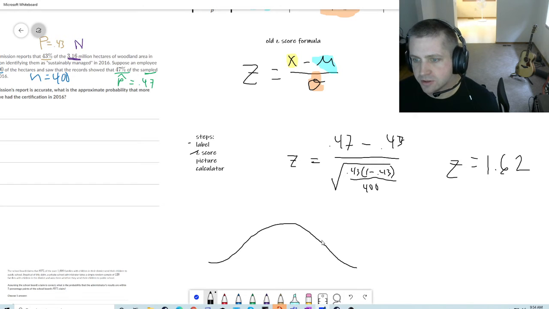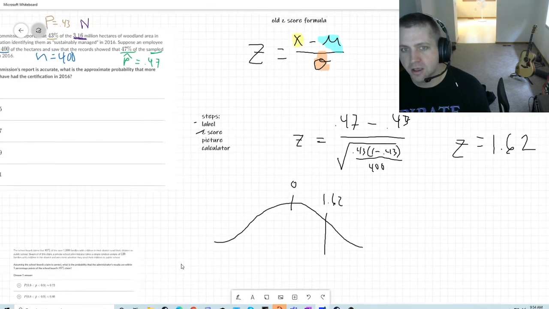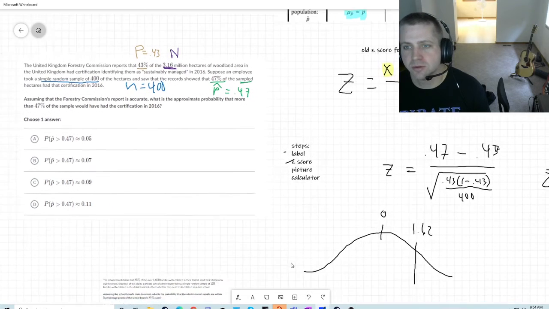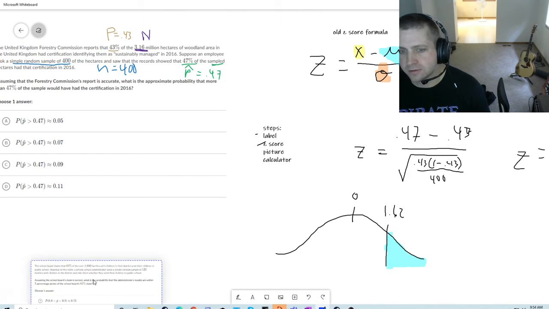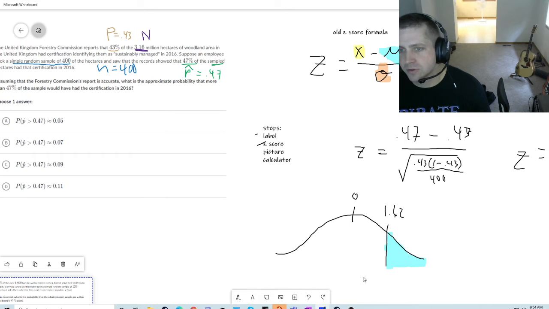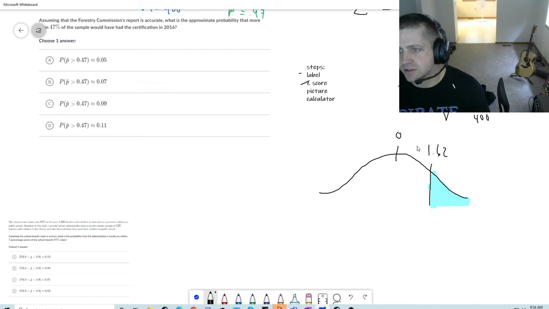A z-score of 1.62 is somewhere on the right. Remember, because a z-score of 0 is exactly on the mean. So it's just saying our value, our p hat, is 1.62 standard deviations higher than the mean. And then they're looking for what's the approximate probability that more than 47%. So this is our 47%, the z-score represented that. And so we're looking for more than. So this picture just helps us with the calculator. So this is a z-score.